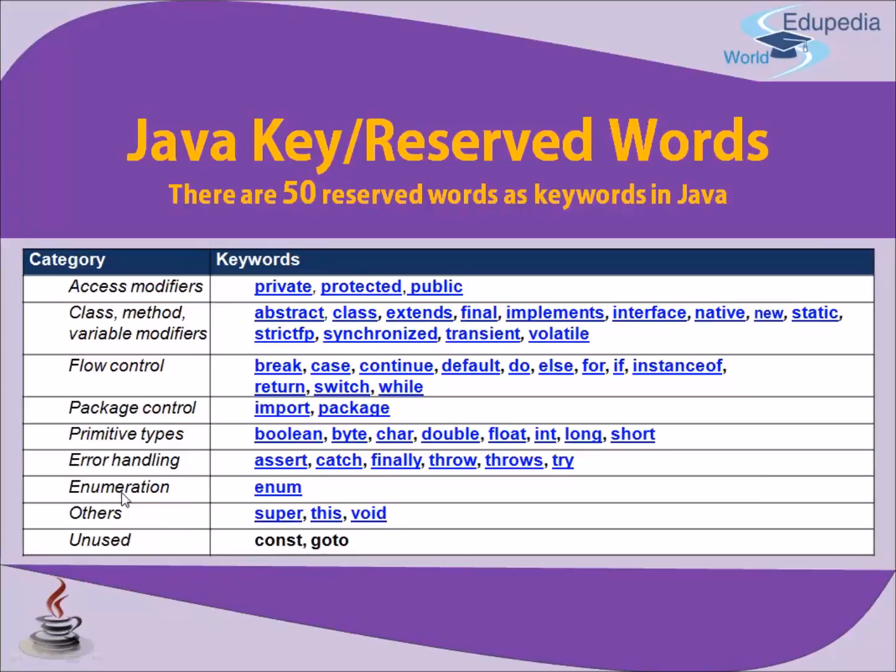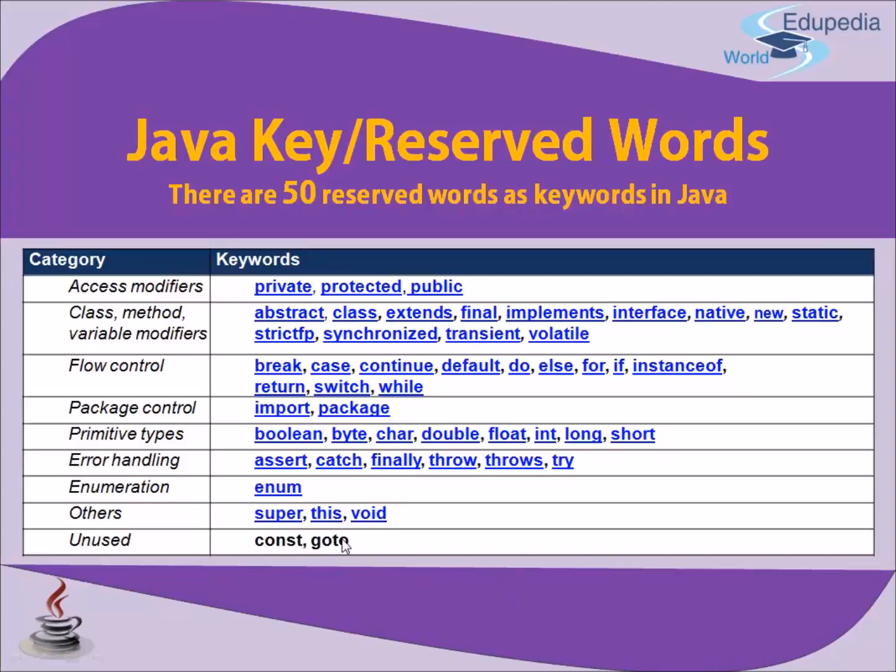Now coming on to the next one, that is enumeration, which includes only one keyword, that is enum. On the other hand, there are some other keywords which include super, this and void. For the unused keywords we have const and goto. So basically these two keywords are not commonly used, but may be used. Earlier programmers used to use these two.